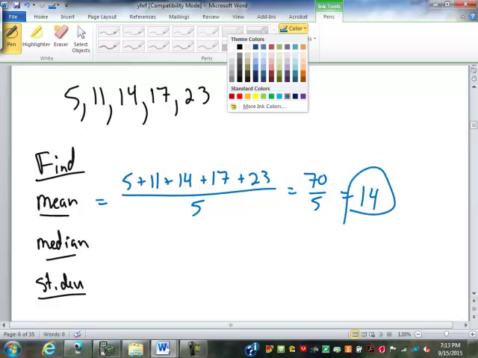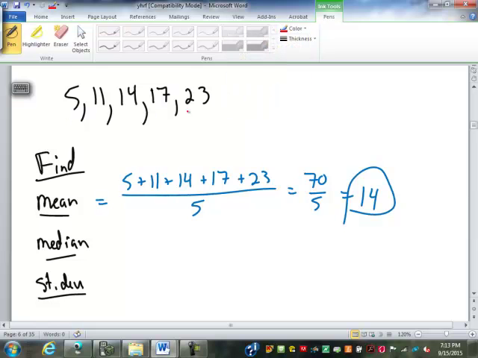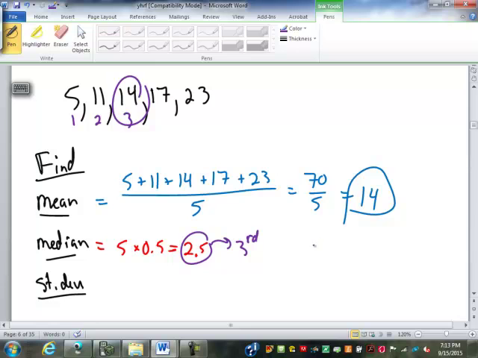Okay. For the median, they're already in order from smallest to largest, so that helps. Just need to find the position. N is 5, so 5 times 0.5 is 2.5. Since it's a decimal, we round up to the 3rd position. 1, 2, 3, that is 14. Relatively good set of data if the mean and the median are the same.